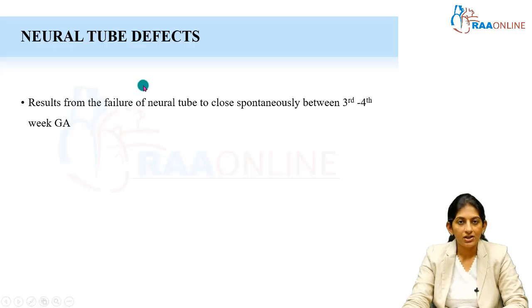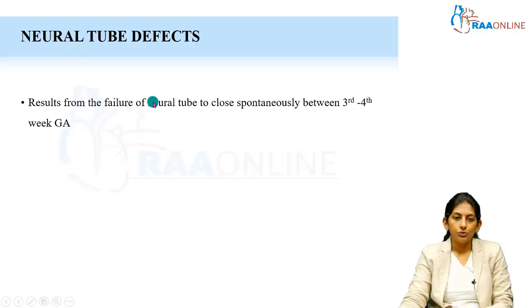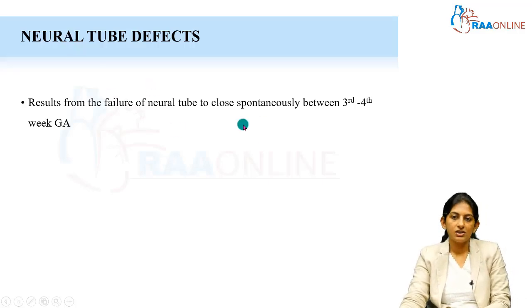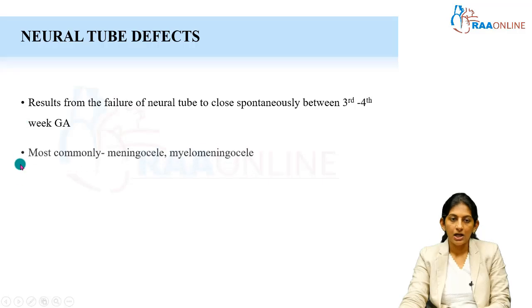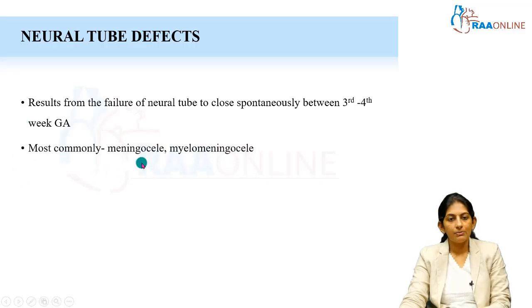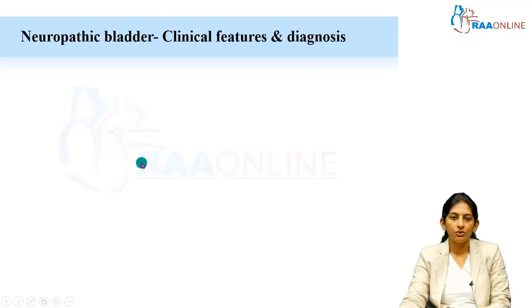So, what is the cause of these neural tube defects? When the neural tube fails to close spontaneously between the 3rd to 4th week of gestational age, it results in neural tube defects. The most common neural tube defects are meningocele and myelomeningocele.